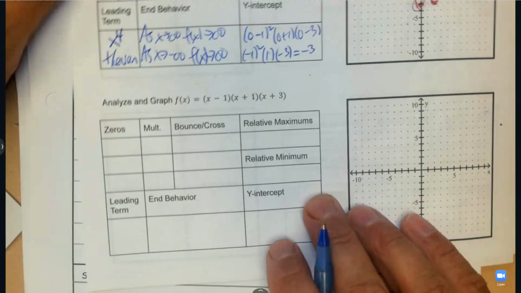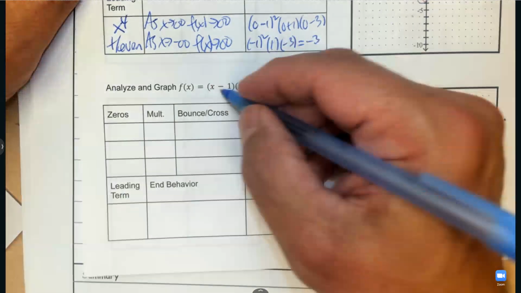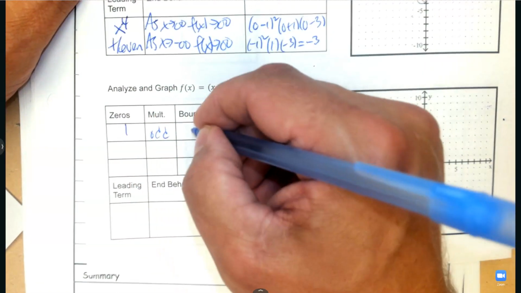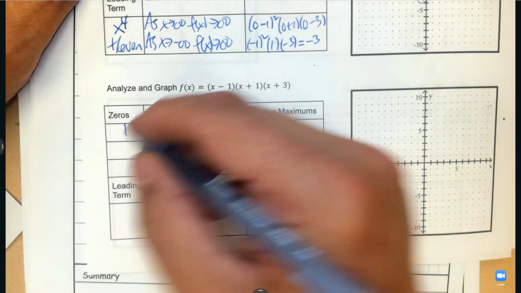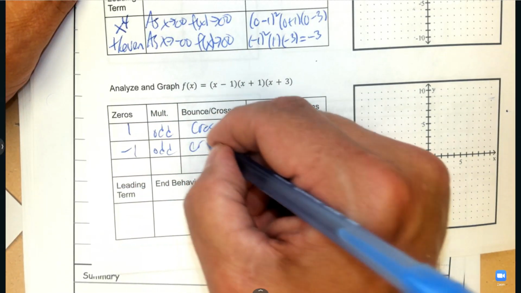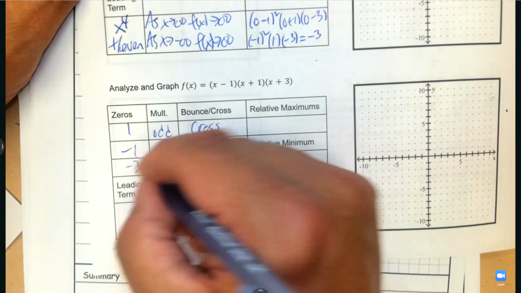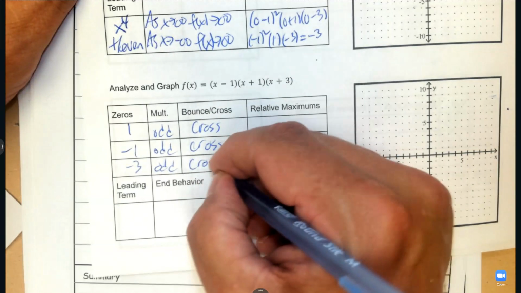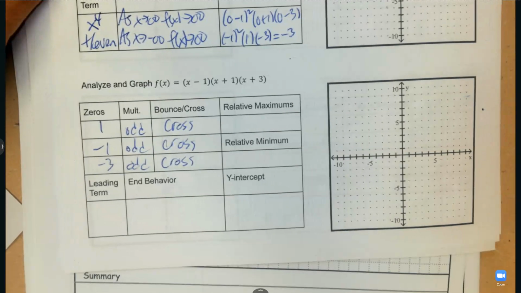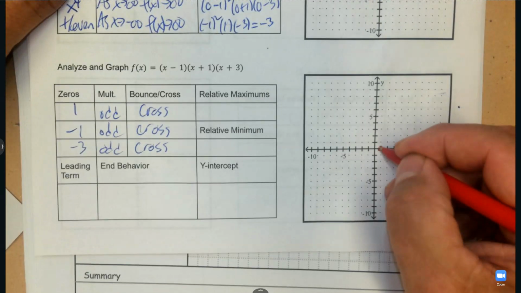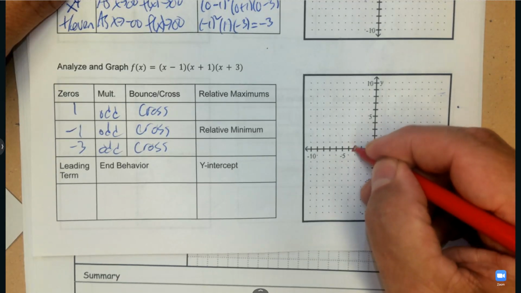Next one. So we have a 0 at positive 1, it's odd, means it's going to cross. At negative 1, it's odd, it's going to cross. At negative 3, it's odd, it's going to cross. The exponents are all odd, so I'm going to put those on my graph. So 1, negative 1, and negative 3.